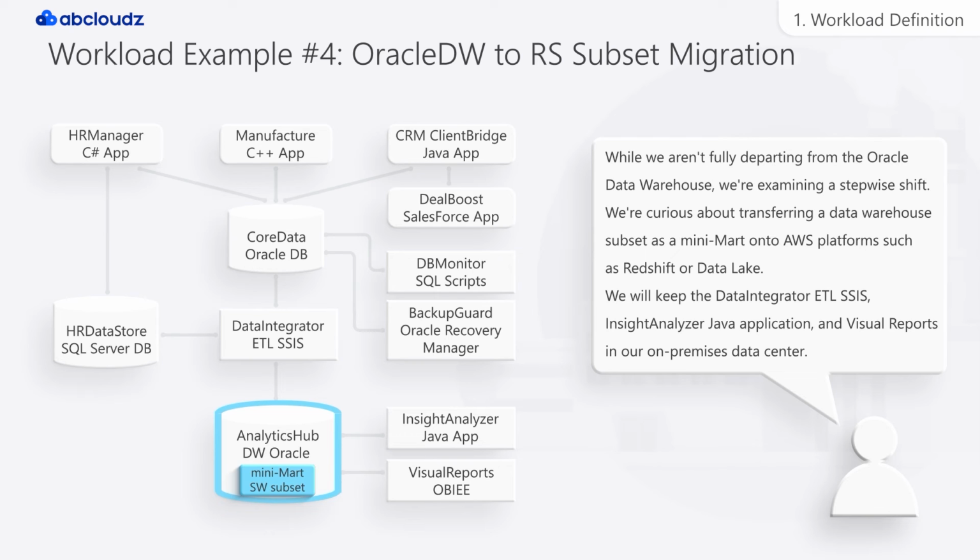For this scenario, we include the Oracle data warehouse in the workload to identify interdependencies between the data subset designated for AWS migration and the data remaining in the Oracle warehouse. We need to fine-tune the ETL SSIS process to support data collection for the mini-mart, without disrupting ongoing data integration for the Oracle data warehouse. Additionally, it's crucial to assess the consequences of splitting this data on Insight Analyzer Java application and visual reports implemented with the Oracle Business Intelligence Enterprise Edition tool.